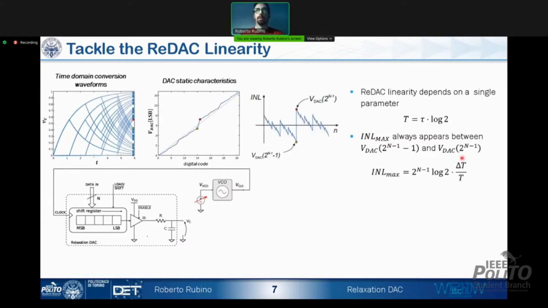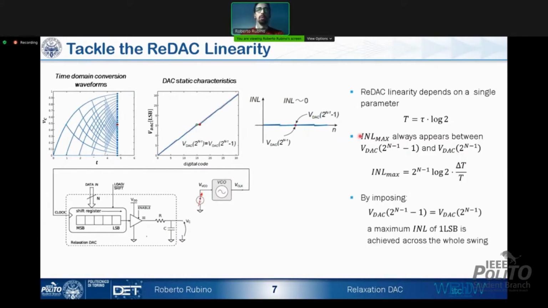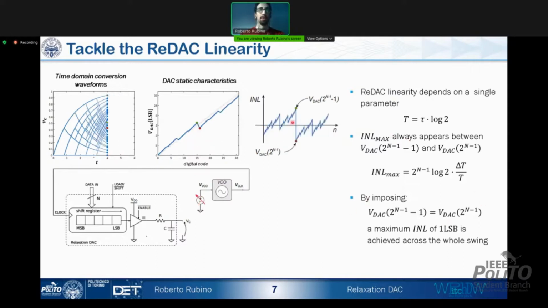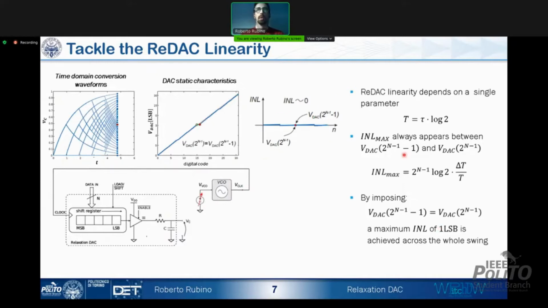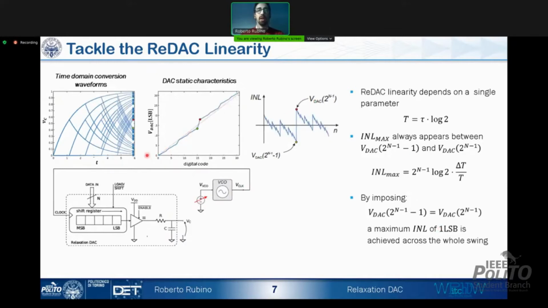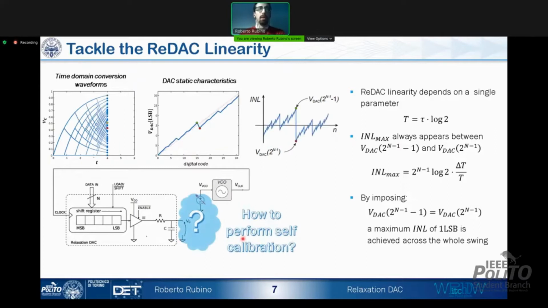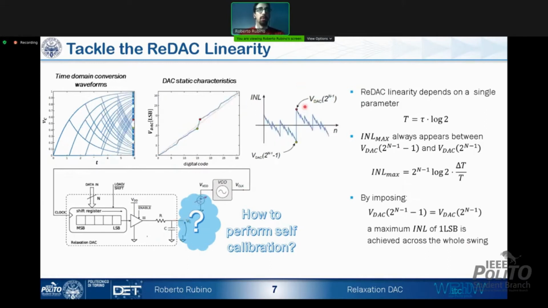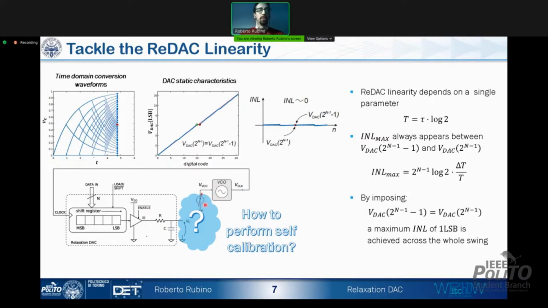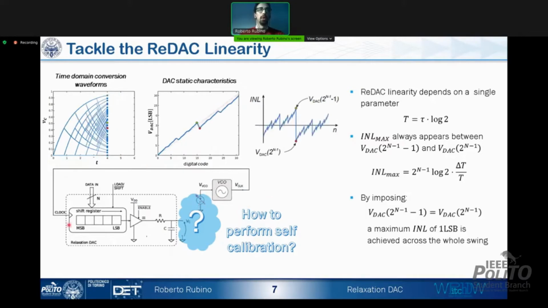So this feature can be used to perform a self-calibration, which imposes the equality between the 2 half swing voltages, so providing 1 LSB of maximum error across the whole swing. The self-calibration should thus measure the 2 half swing voltages and modify the input voltage of a VCO, for example, to tune the clock frequency.